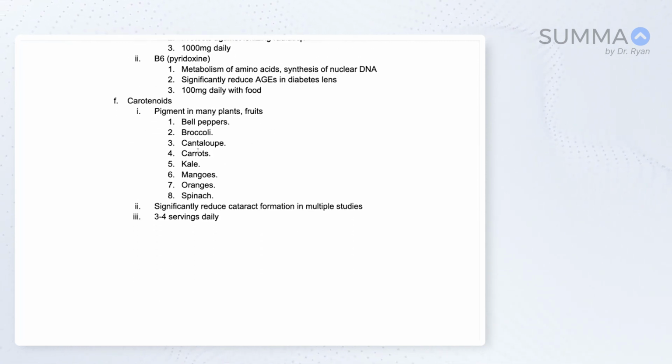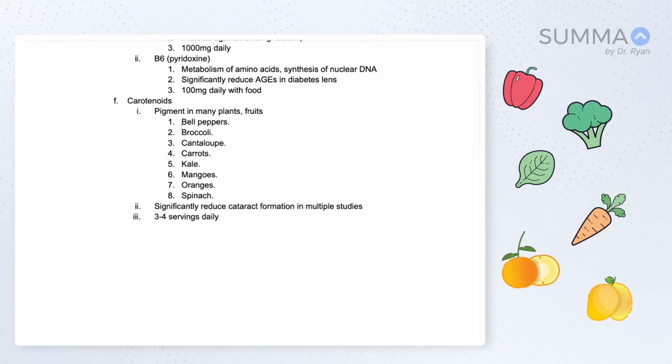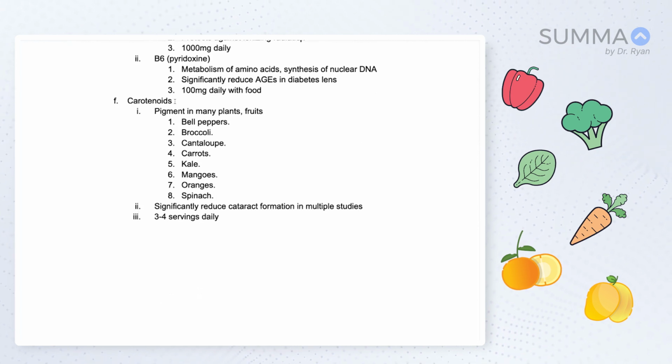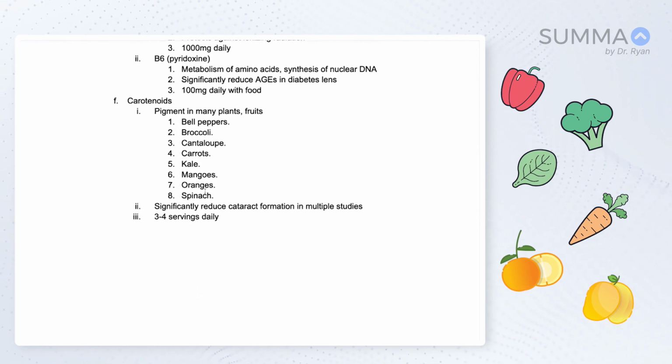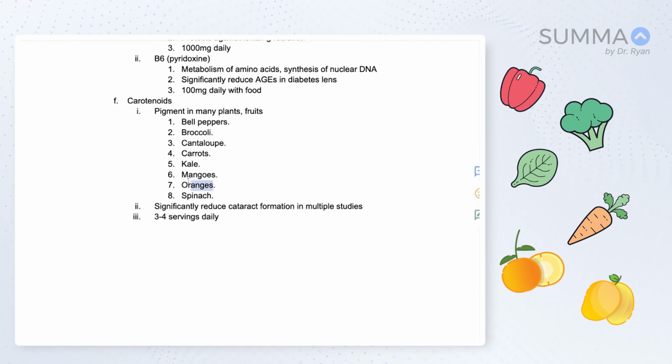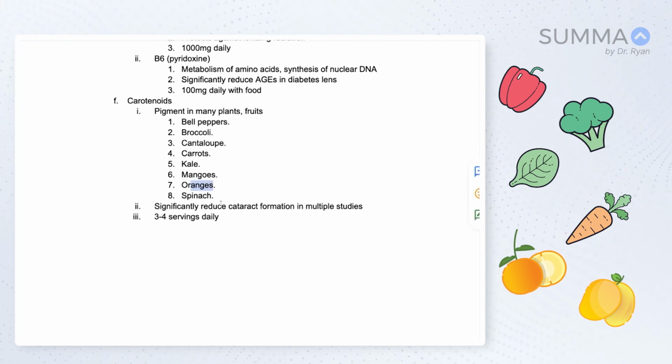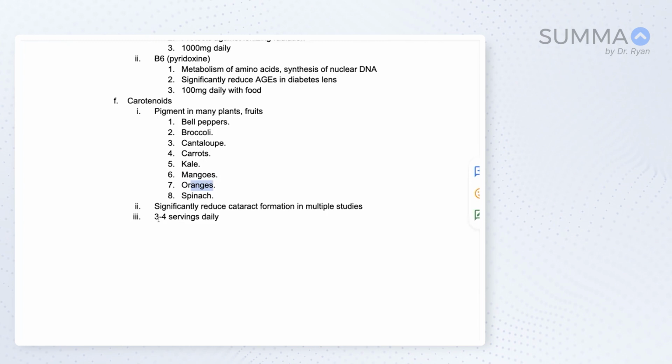And then the carotenoids. These are pigments that are found in several different plants as well as fruits. And here's a good sampling of them. These actually have been shown to significantly reduce cataract formation in many, many studies. So making sure to include these types of vegetables and fruits in your diet is key. I'm a big fan of green vegetables, kale, spinach, broccoli. Oranges are pretty good as well. Mangoes. I'm more of a fan of berries. Berries do have some carotenoids, but not as highly as the others. So getting them from green veggies is probably a better source. And 3 to 4 servings daily would be what I would recommend.